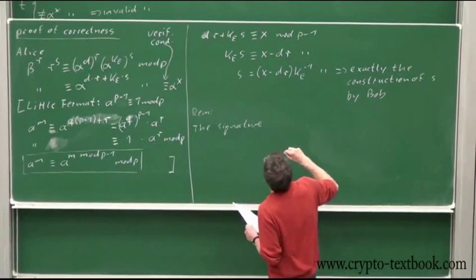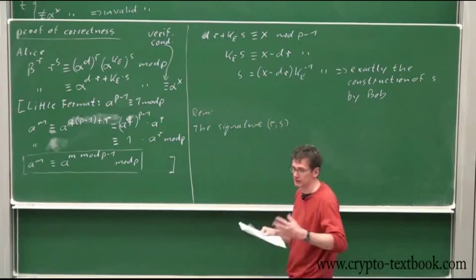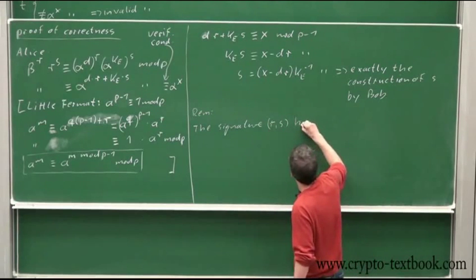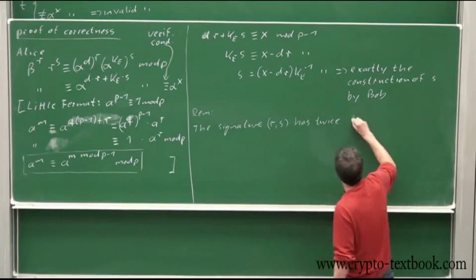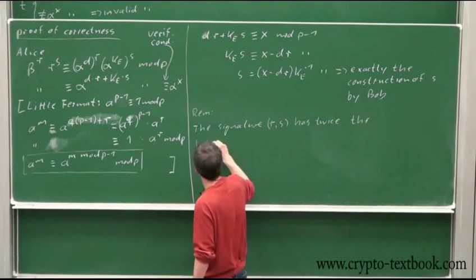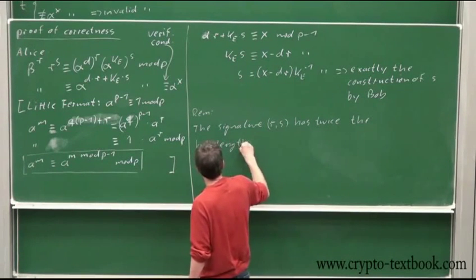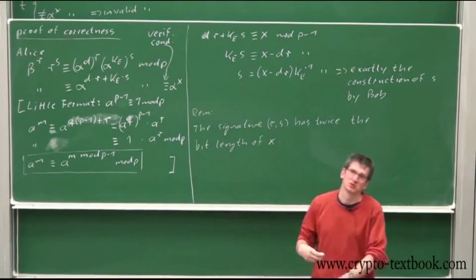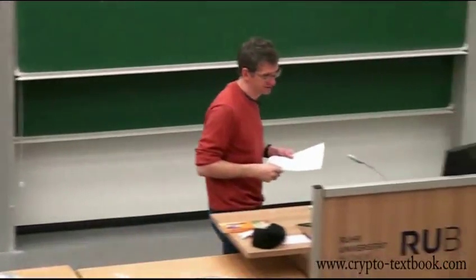The signature (R, S) is really those two parameters. It has twice the bit length of x, which is not very pretty, but something we can live with, and I guess we have to live with.